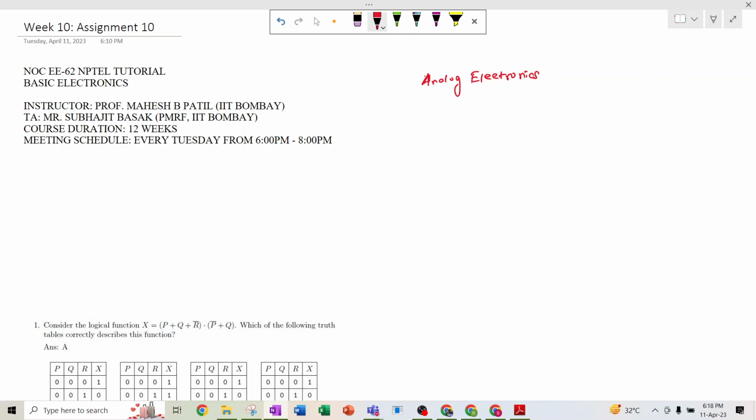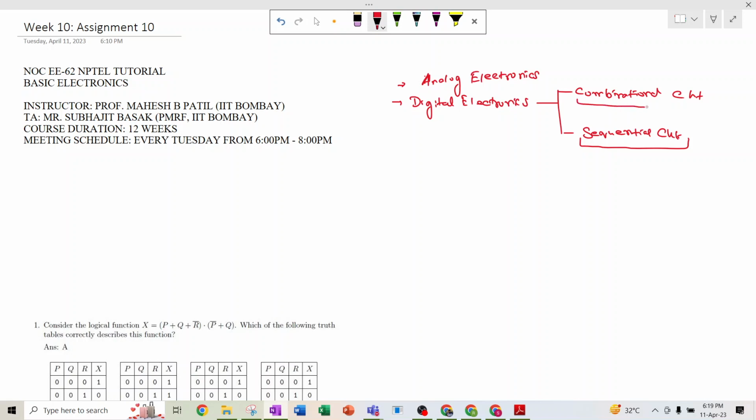Digital electronics is equally important as analog electronics. Mainly it consists of two parts. One is the combinational logic circuit, and the other one is known as the sequential circuit. The basic difference between them is that in the sequential circuit we have the use of memory, and in the combinational circuit there is no use of memory.